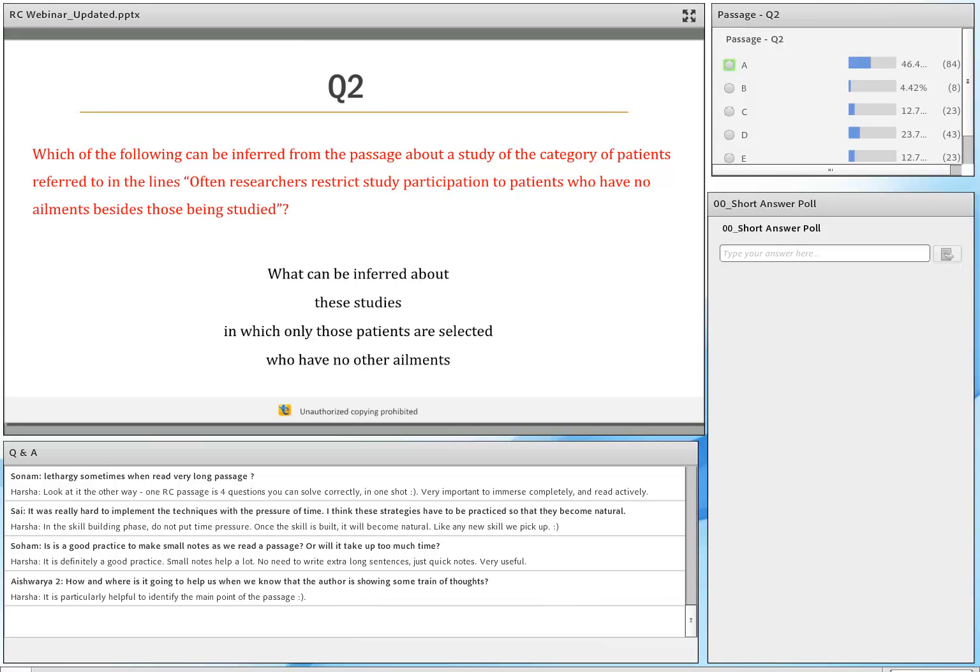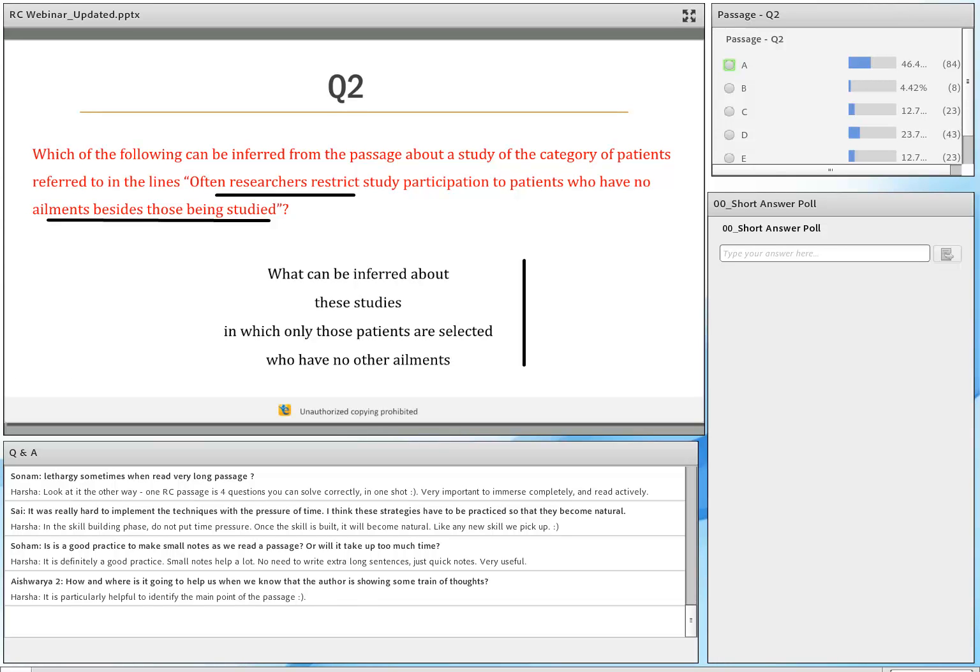The question says, what can be inferred from the passage about a study of a category of patients in the line "often researchers," which is in the second paragraph, by the way. Often researchers restrict study participation to patients who have no ailments beside these. So what will the author believe about this group of patients? What can be inferred about these studies? It's only the patients who have no ailments besides those being studied that are selected.